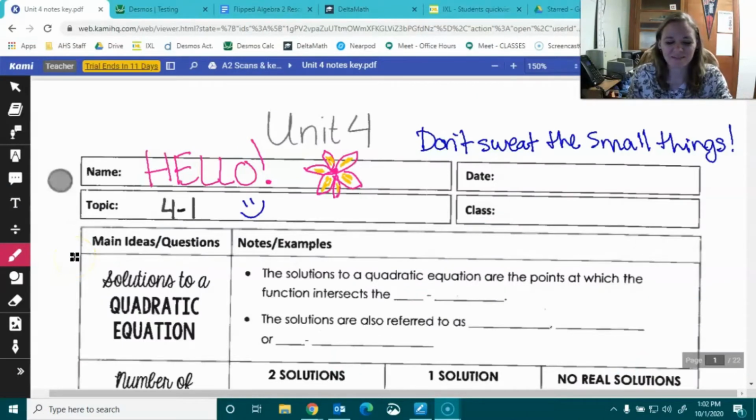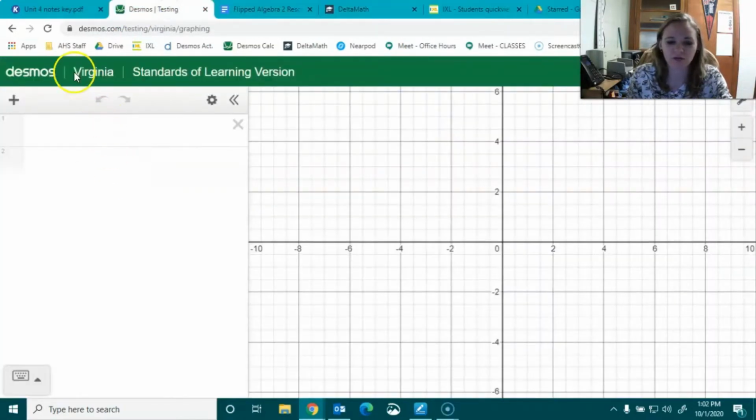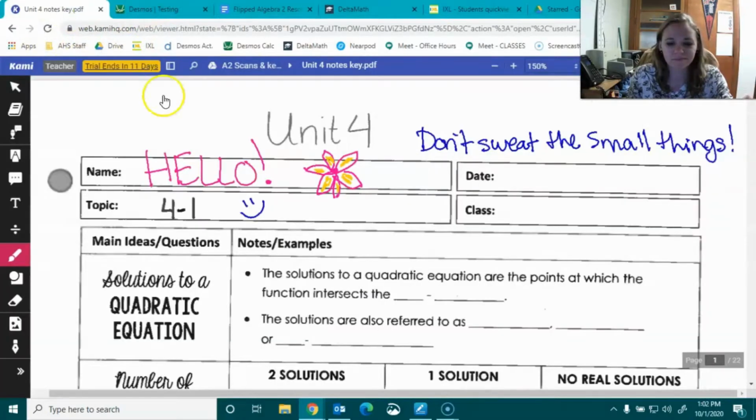Hey guys, so here we go with another lesson. Algebra 2, we're going to start with quadratics. Go ahead and get your Desmos calculator up and open because we're going to be using a lot of that.